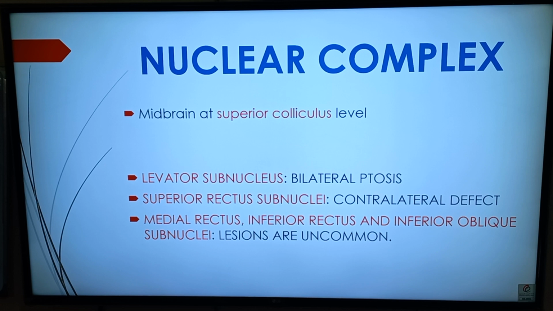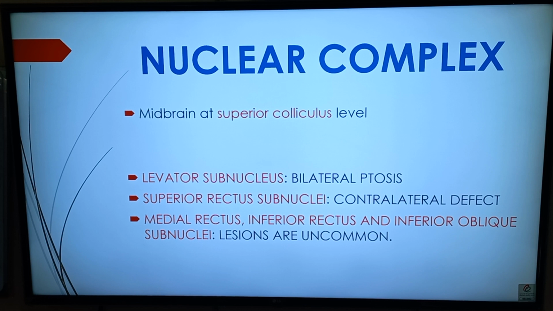In the midbrain at the level of the superior colliculus we have the nuclear complex. The nuclear complex is subdivided into different small subnuclei. First we have the levator subnucleus, and if there is a disease in the levator subnucleus, there is going to be bilateral ptosis because only one nucleus supplies both the levator muscles. Then after that we have the superior rectus subnuclei. If the superior rectus subnucleus of one side is involved, the superior rectus of the other side will be involved because its supply is contralateral.